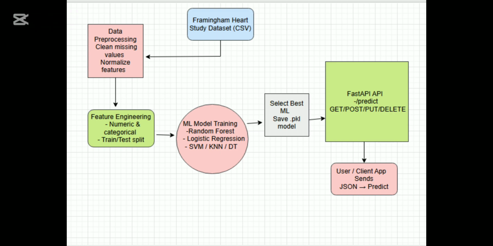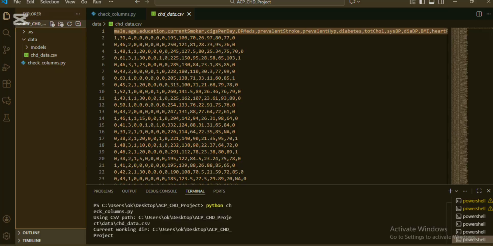I save the trained random forest into a .pkl file using the joblib library. And then I load the model inside a FastAPI application. And finally, the diagram ends at the end circle after successful deployment.